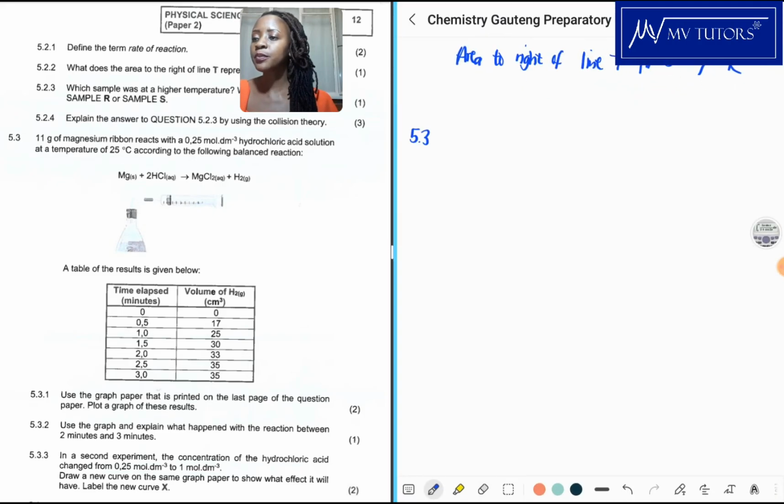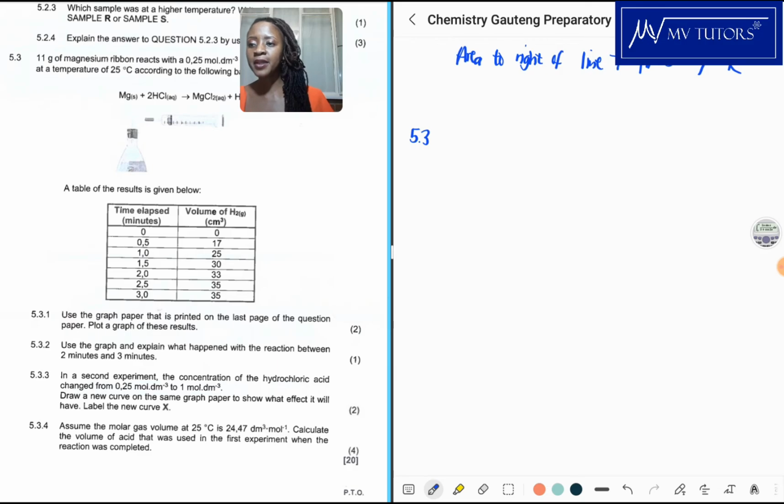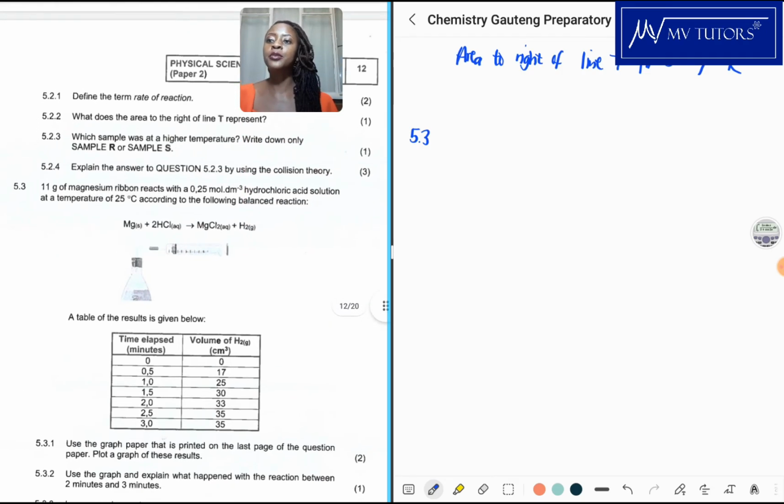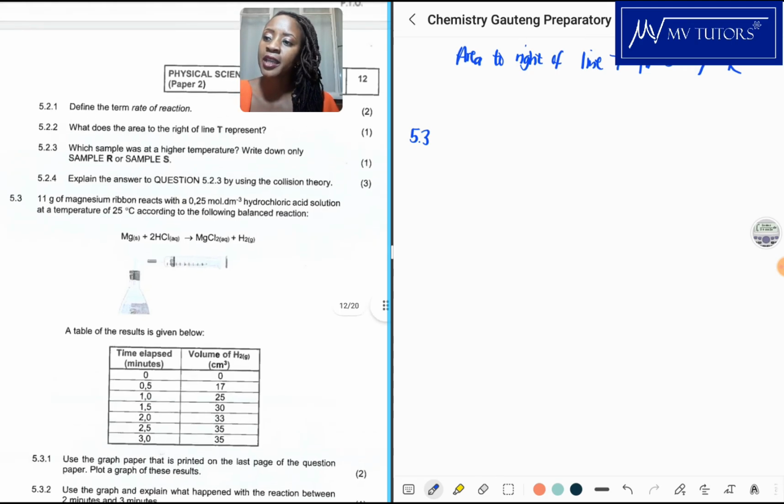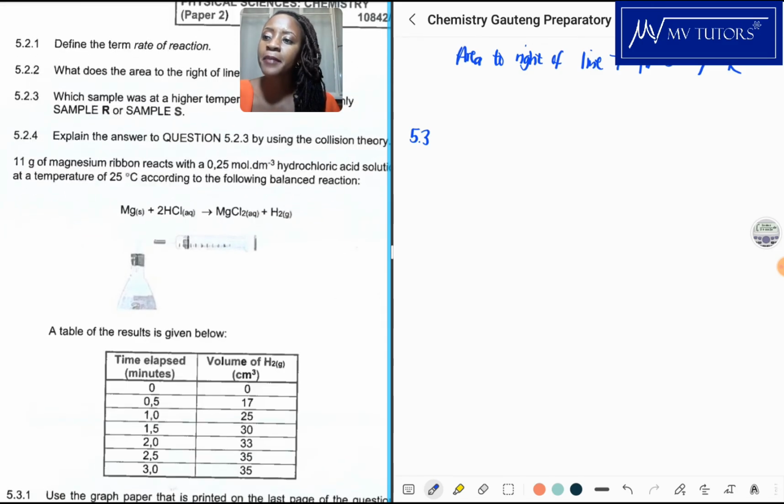Okay, so it says use the graph paper that is printed on the last page of the question paper and then plot a graph of these results. So you have time and volume of the hydrogen. Remember, as this reaction occurs, you have magnesium, you have hydrochloric acid solution. So once this reaction starts occurring, there you have bubbles that are forming, and those bubbles will push against the syringe. Okay, and you'll take measurements and also the time as well. It went from one point to another, okay, until you get to a point where the reaction is completed.